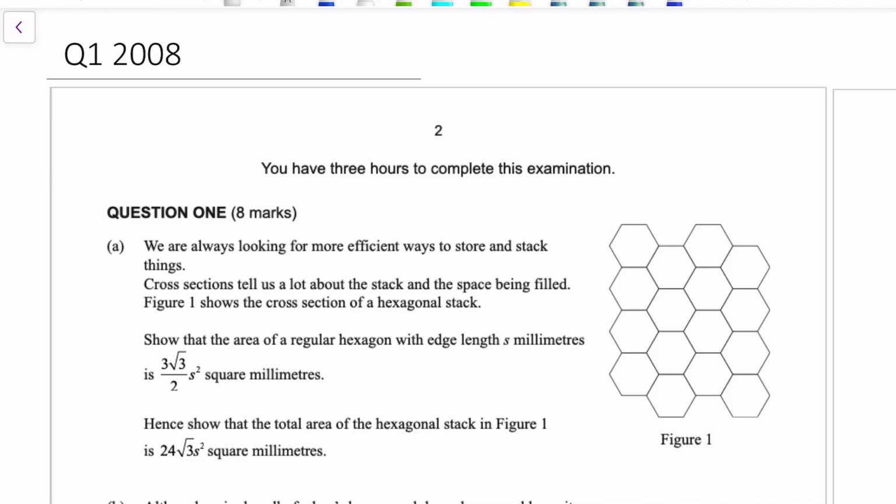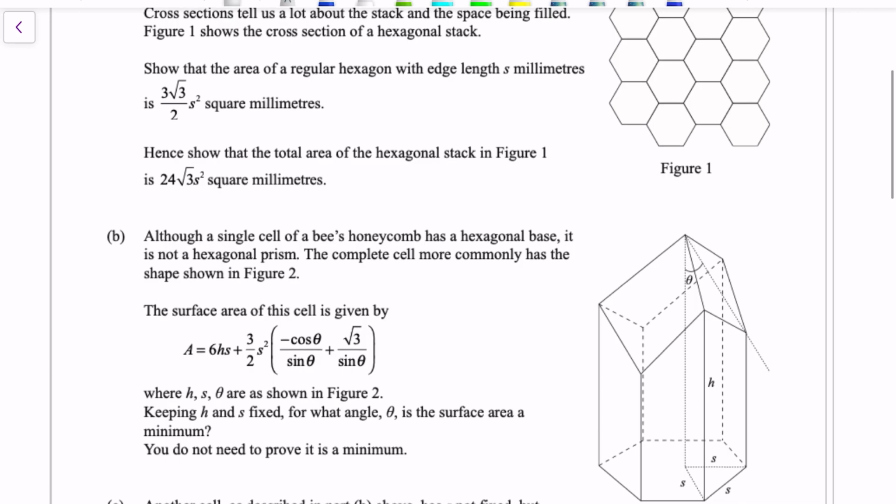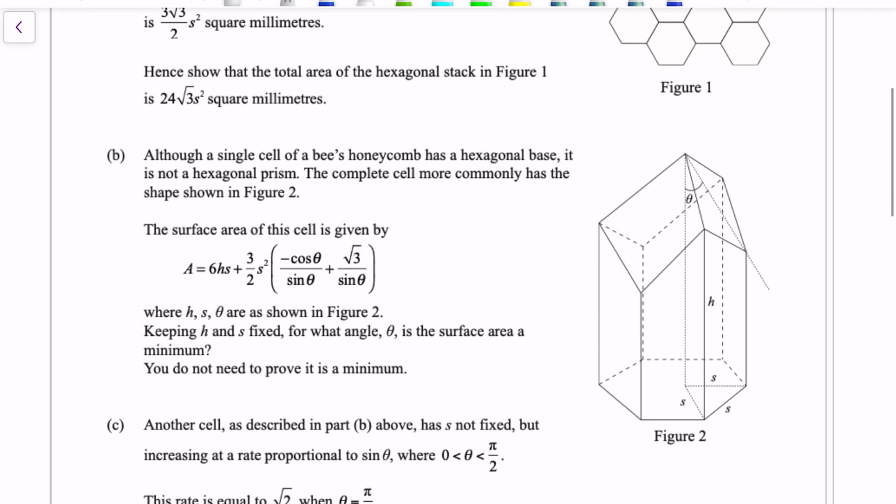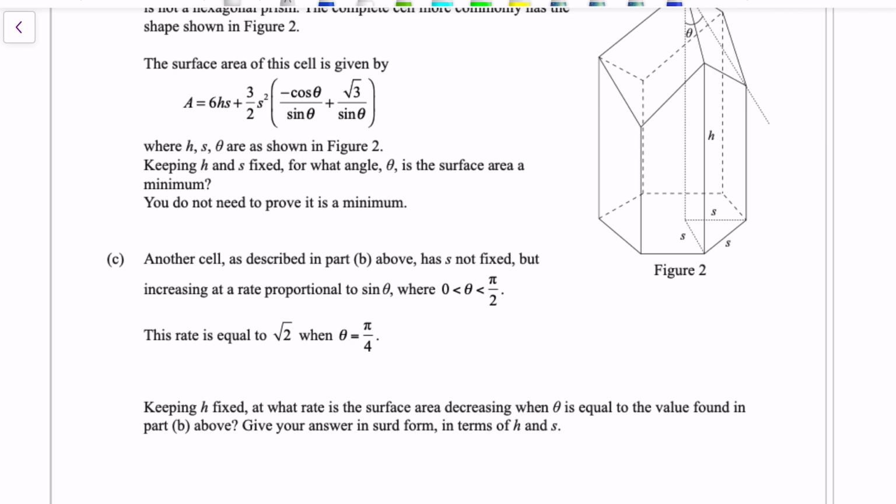In the first question here we have a problem involving areas of hexagons. We move on to part B, which is an optimization question, still with hexagons in it. In this case we're looking at the cell of a bee's honeycomb. And then part C is a related rates question.